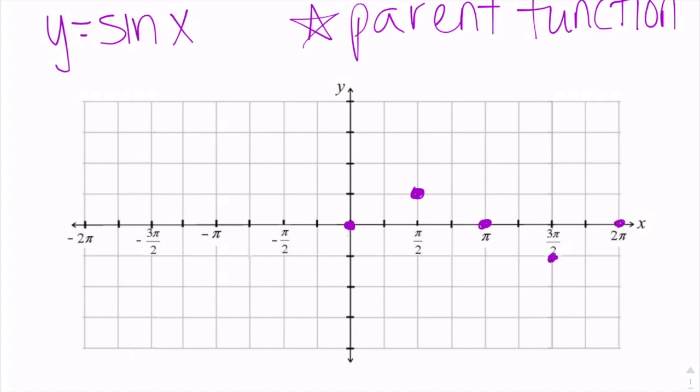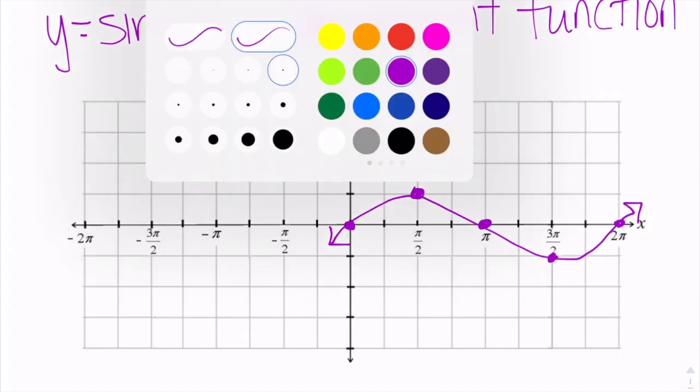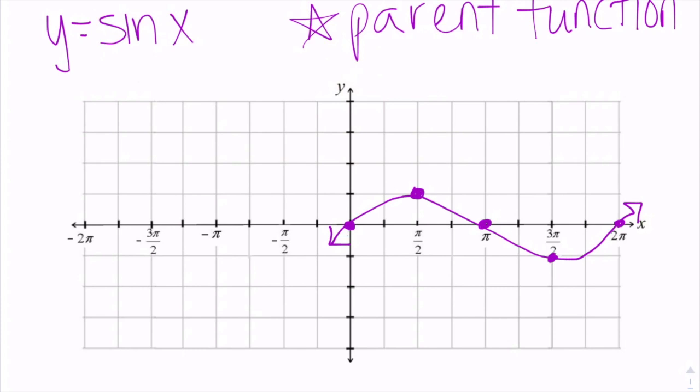Remember, sine is the y value from your coordinate pairs. Then you just connect with a smooth curve and some arrows. You can remember a pattern here. Like there was a pattern with cosine, there's also a pattern with sine. You're starting in the middle, then you're going up, back to the middle, then you go down, and then back to the middle.